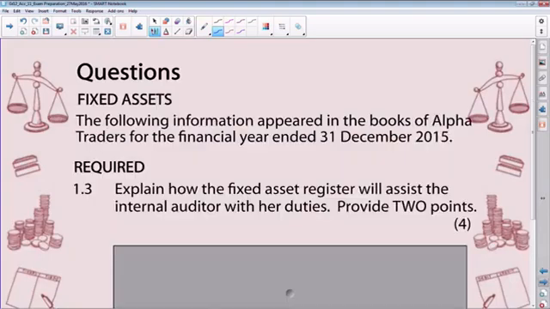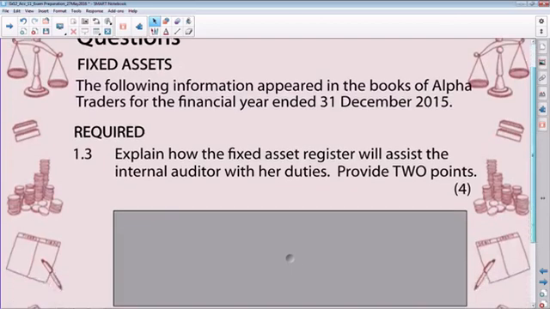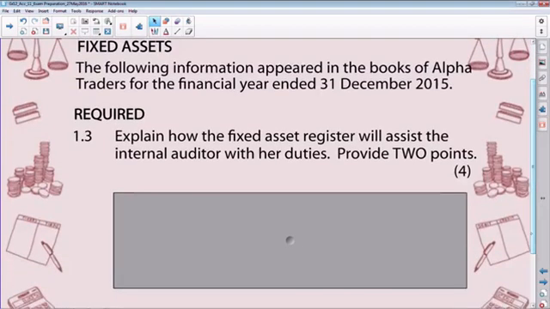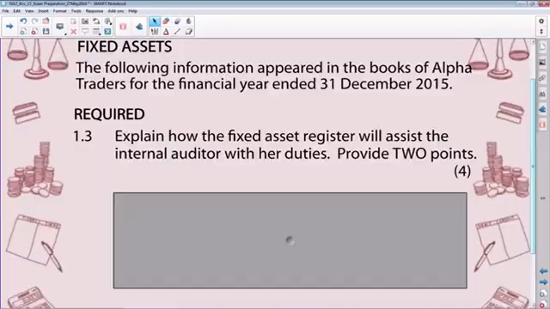It says here, explain how the fixed assets register will assist the internal auditor with her duties. Provide 2 points. Okay? We're going to give you 1 minute to give us an answer to this question. Go for it. Your minute starts now.